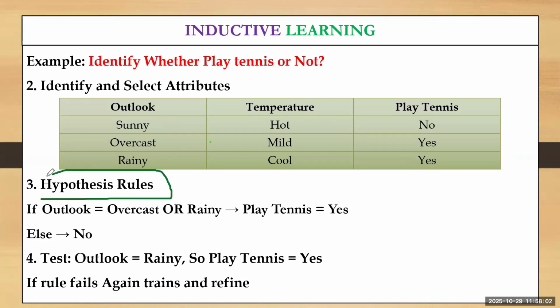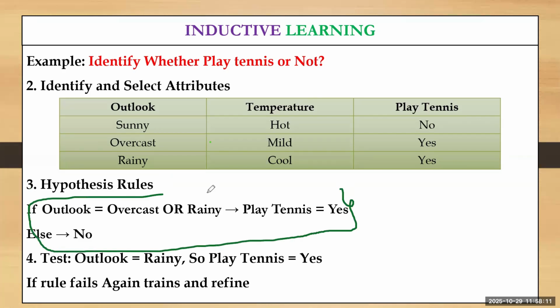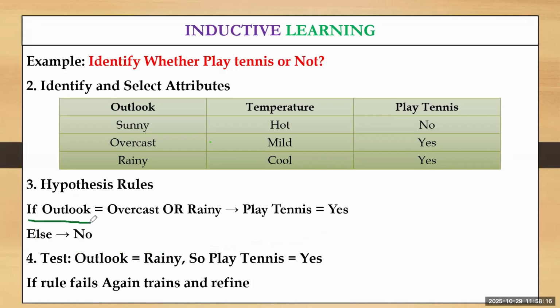That is the third step, hypothesis rules. The computer system will create the rules based upon the data, not us. So the rule it created is: if outlook equals overcast or rainy, that means the outlook is overcast or rainy, then we can play tennis, play tennis equals yes. That is the rule it generated. And one more rule it generated is else no. That means if it is not these two conditions, we make the decision as no.